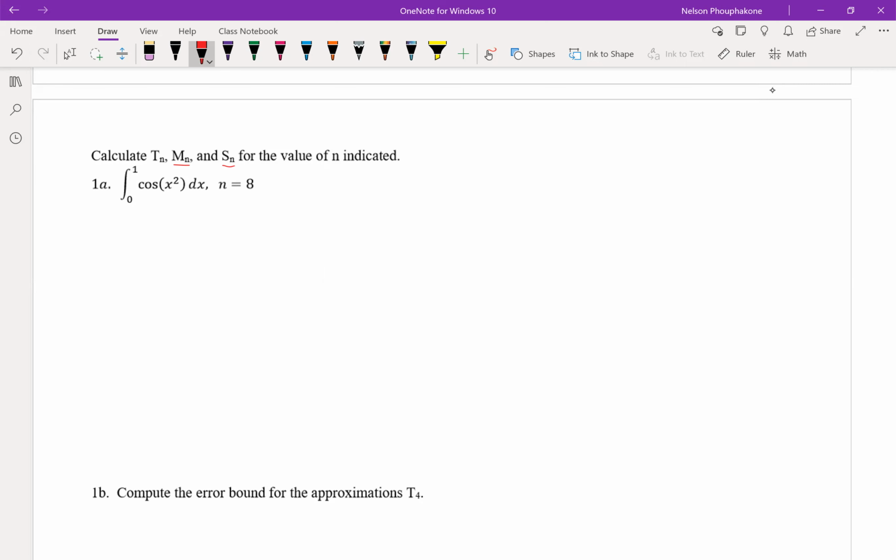First of all, let us calculate delta x. It is 1 minus 0 over 8, which is 1 over 8. Then in this case, we are going to separate this into 8 intervals.